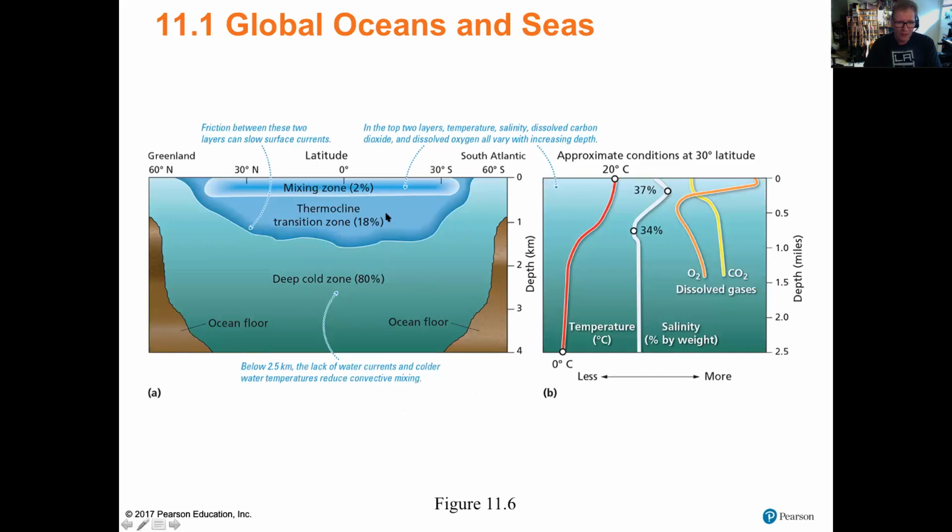So there's your mixing zone. Go down a little deeper, about 1 kilometer down, you're in the thermocline transition zone. And then a little deeper than that, down around 2 kilometers in depth, you're into that cold zone, which is about 80% of the ocean. So notice the temperature curve. We can be at 20 degrees centigrade there, and it'll go down to just really close to freezing when you get all the way down to the bottom. And then the salinity also, 37 at the top, and then it'll start to decrease as we go down.